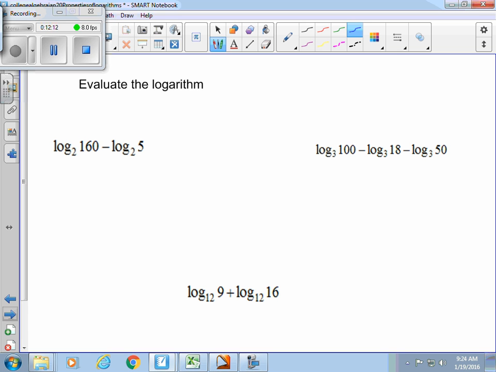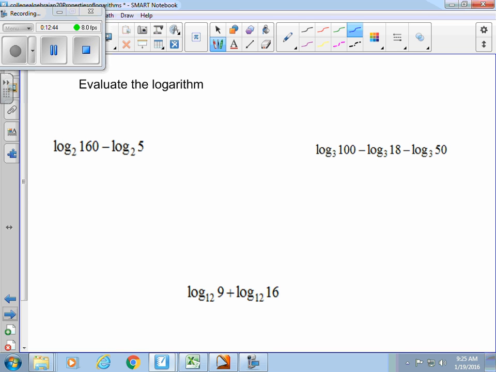So this says evaluate the logarithm. Of course, we could type it in our calculator. I know that I could do that. But I'm going to try not to, just for fun. Could I rewrite this using one of the properties? Which property? The subtraction and divide one. This is the right-hand side of that property.